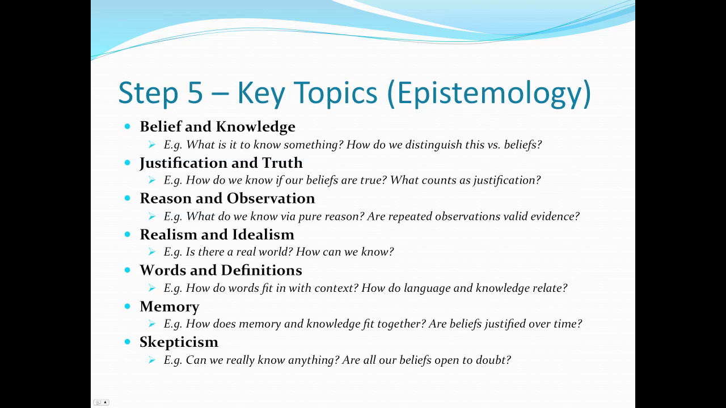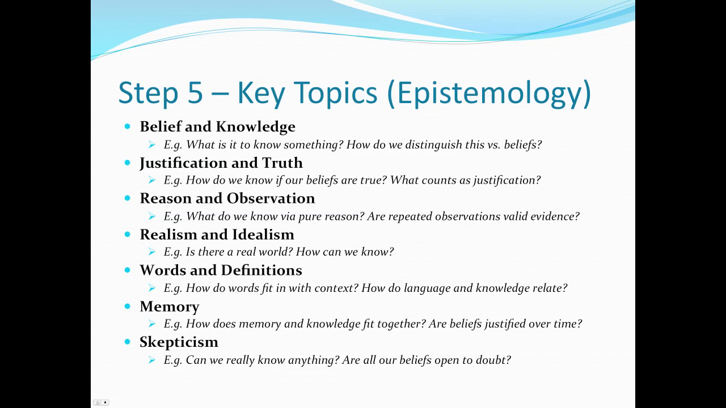Step 5. Key topics, epistemology. Here we have some examples of a few of the main questions that come up in epistemology. First of all, we have belief and knowledge, looking at things like what is it to know something, and how do we distinguish this versus beliefs. Second, we have justification and truth, looking at questions like how do we know if our beliefs are true, and what counts as justification. Next, we have reason and observation, looking at things like what do we know via pure reason, and are repeated observations valid evidence?